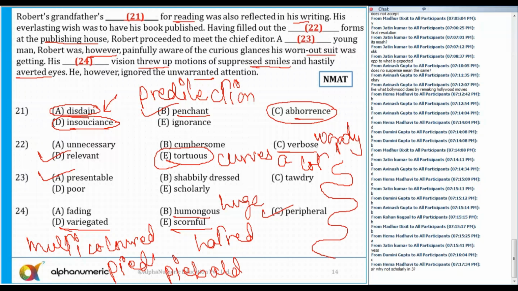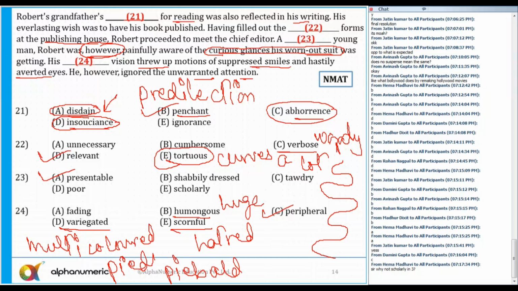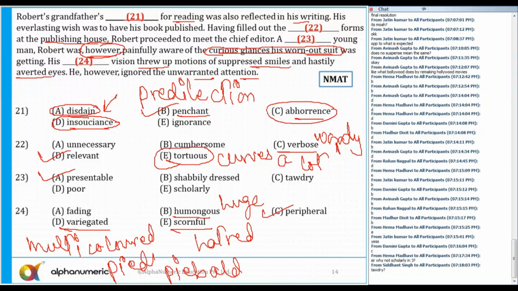Why not scholarly in 3? Because then you cannot use however. After however, people are negative. People are negative towards his suit. So whatever you say has to be about his appearance, his clothes, and not about his learning. Whether Robert is a scholar or not, you don't know. You just know that his father has written a book which he's trying to get published. Probably Robert is uneducated. From where do you know that he's scholarly?